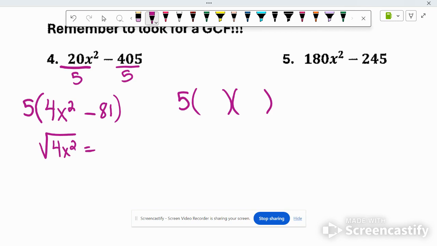Square root of 4x squared? 2x. Square root of 81? 9. So what are my two binomials? Absolutely.